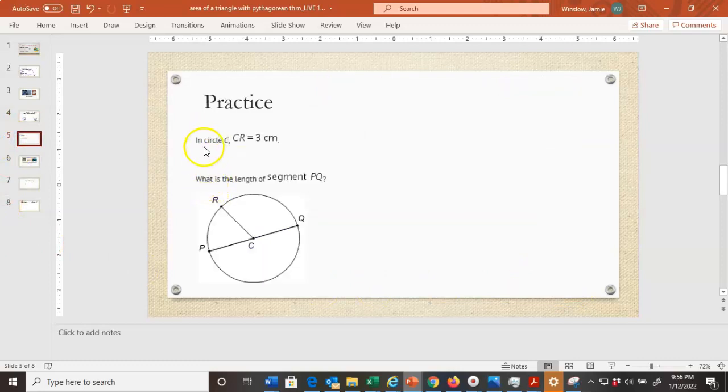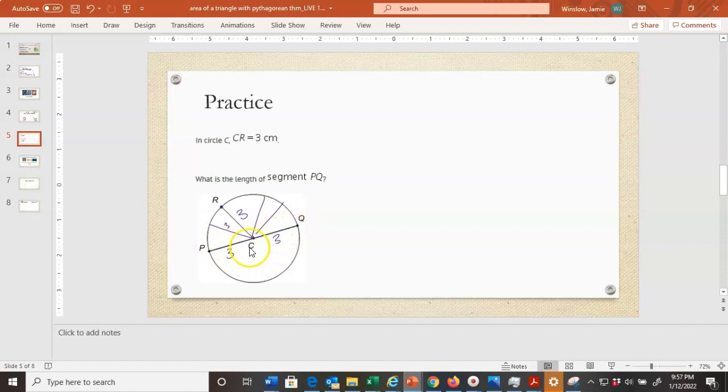All right, it tells us we have a circle and CR is 3 centimeters. What is the length of PQ? So CR is from the center to the edge, right? That's a radius. We can have infinitely many radii in a circle, right? So there's one, there's one, there's one, there's one. Oh, here's one, that's 3. These are all 3. Here's one, that's 3.